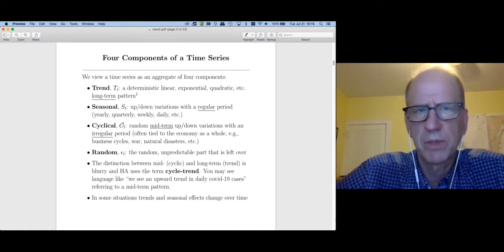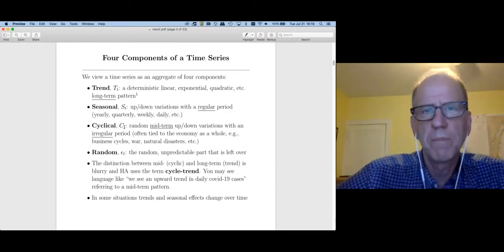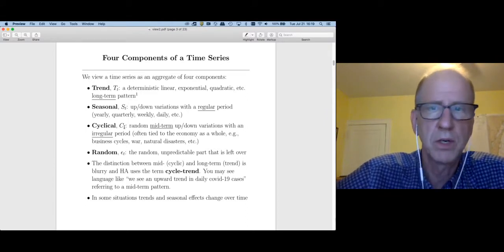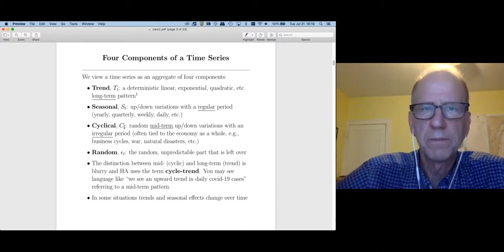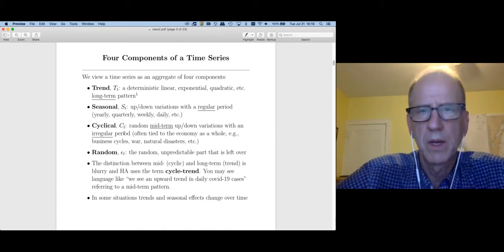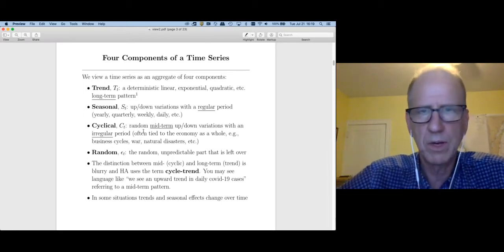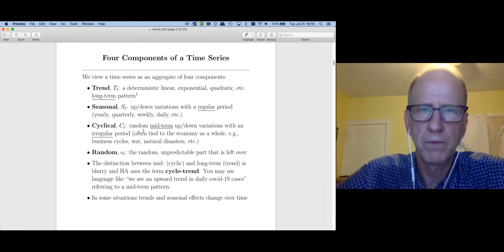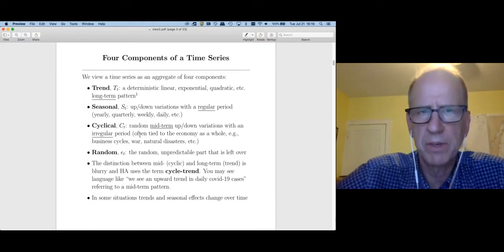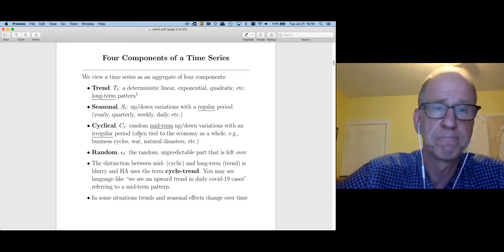Cyclical effects, which I'm going to call C sub t, are midterm. So they're not long-term, they're midterm, irregular variations. Okay, so things go up for a while, then they go down for a while. And the key here is they happen at irregular time periods. So this is often tied to something like the business cycle.